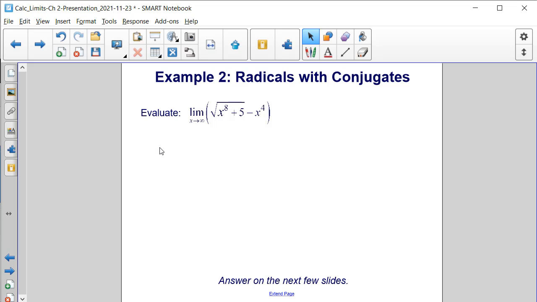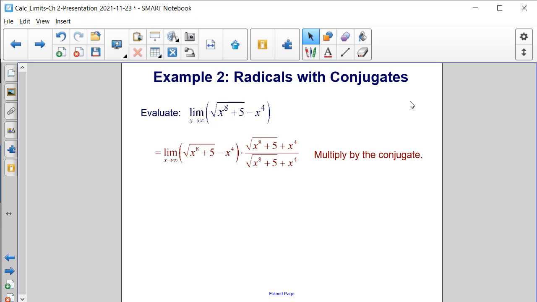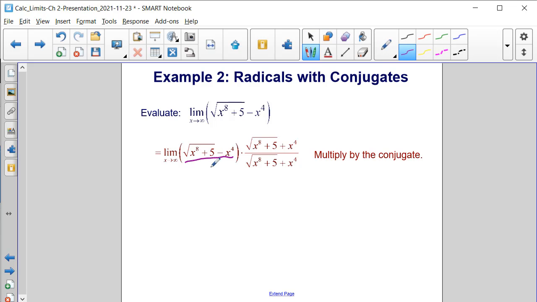Let's try another example that deals with radicals and conjugates. So we're going to evaluate the limit of the function that's the square root of x to the 8th plus 5, and then outside the square root minus x to the 4th. We're going to start by multiplying both the numerator and the denominator by the conjugate of our original function.